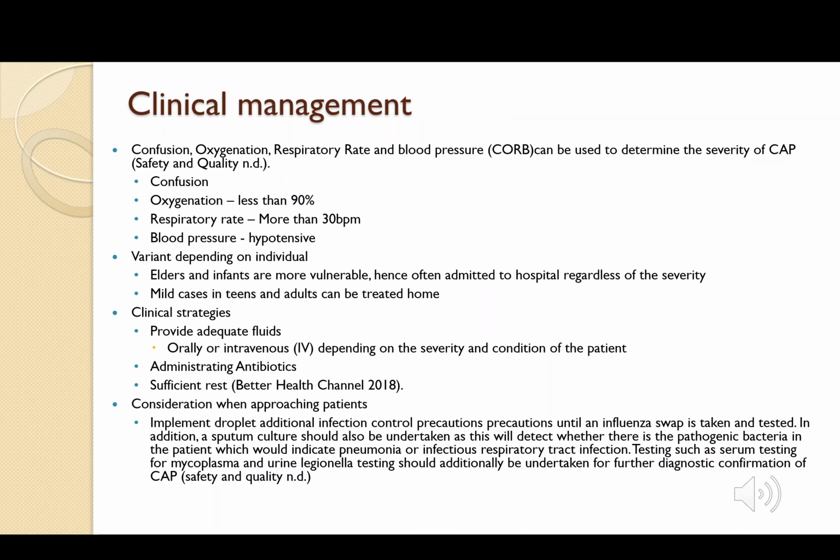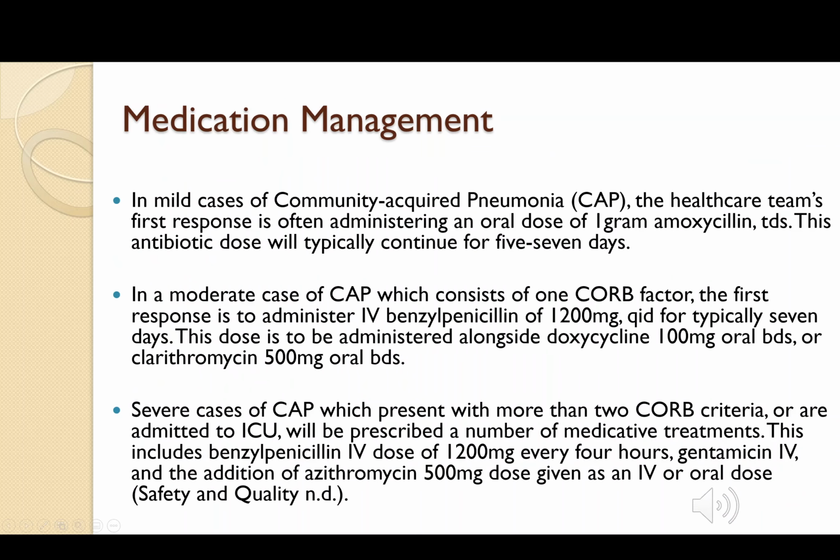The management of community-acquired pneumonia through medication is often completely dependent on the severity of the case. Mild, moderate, and severe cases of community-acquired pneumonia all use different drug combinations to treat the patient. In mild cases, the healthcare team's first response is often to administer an oral dose of 1 gram amoxicillin 3 times a day. This antibiotic dose will typically continue for 5 to 7 days, depending on instruction from the doctor based on the signs and symptoms of the patient.